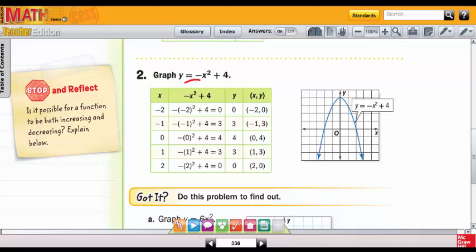So now let's take a look at how they got this information here. Again, we have an equation right here. We put an input in. We're going to start with negative 2. So if we put negative 2 where this x squared is, it would be the negative value of negative 2 times negative 2. Negative 2 times negative 2 is 4, and the negative value of that is negative 4 plus 4 gives us 0.